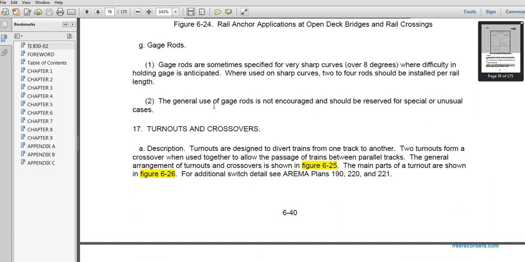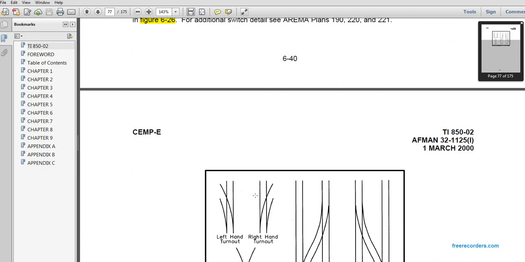Turnouts and crossovers. Description: turnouts are designed to divert trains from one track to another. Two turnouts form a crossover when used together to allow passage for trains between parallel tracks. The general arrangement of the turnout and crossover is shown in Figure 6-25. The main parts of the turnout are shown in Figure 6-26. For additional switch detail, see AREMA plans 190, 220, and 221.